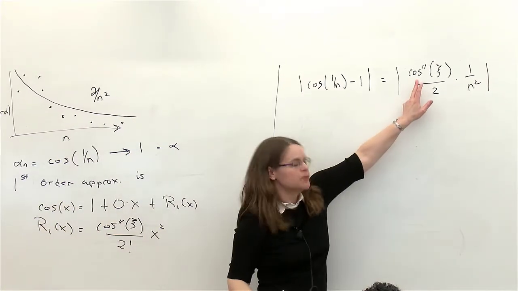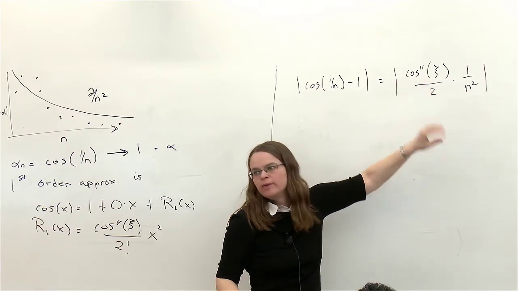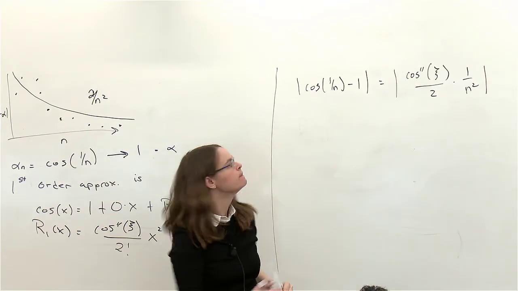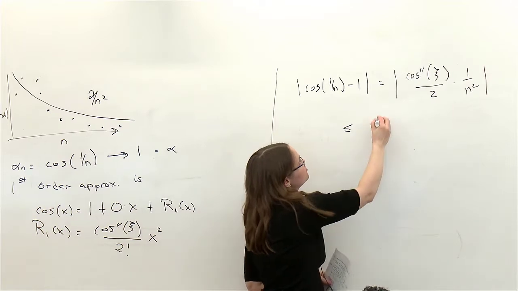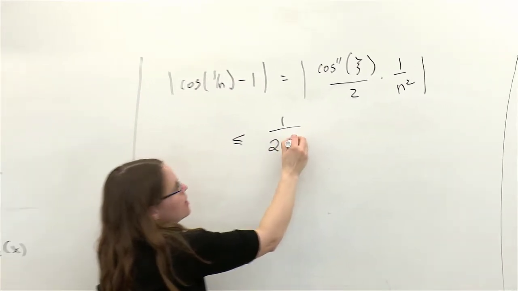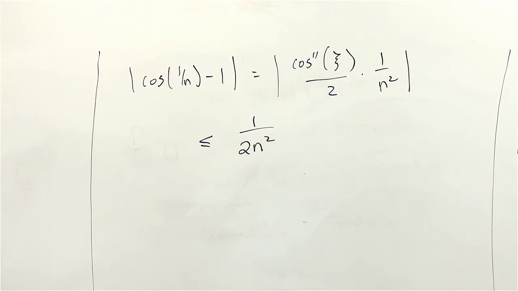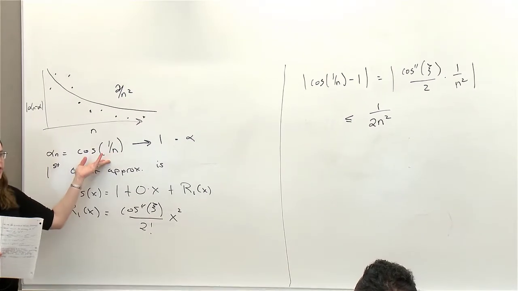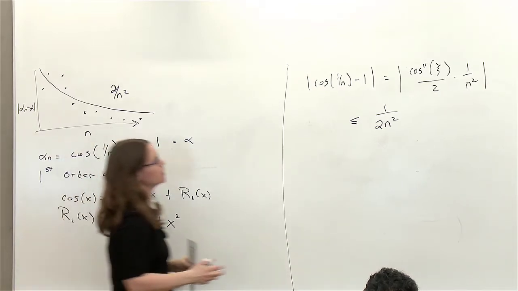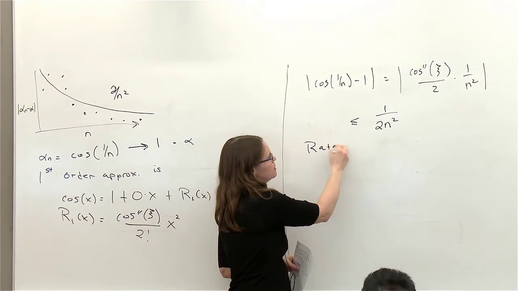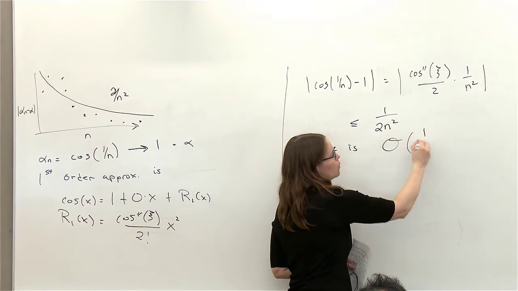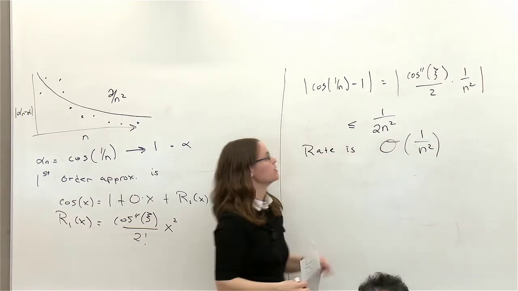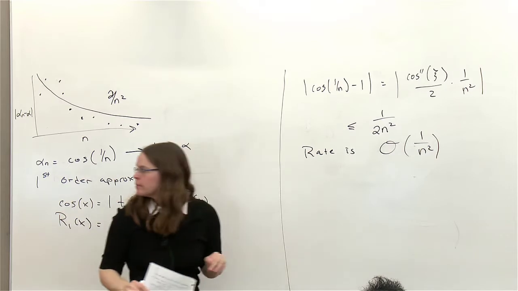All right, I don't know exactly what I'm plugging in here, but the cosine function is bounded, right? Its derivatives are bounded by 1. So this is certainly less than or equal to 1 over 2n squared. So in this case, if I wanted to approximate 1 by cosine of 1 over n, I'm going to get a rate that's big O of 1 over n squared. And again, the constant here doesn't matter.